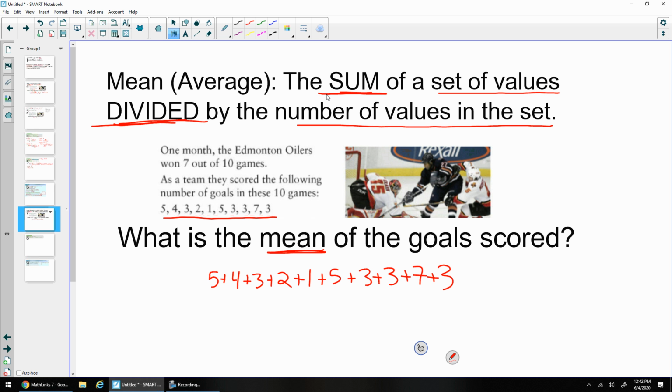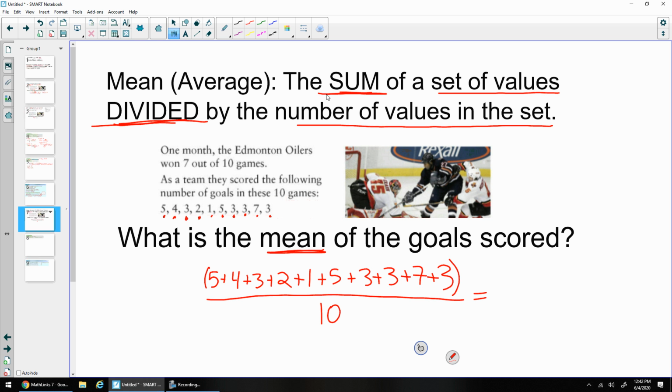We take them, we all add them together. It doesn't matter what order they're in, because we're just adding them. And then that sum, whatever that answer is, we're going to divide it by how many numbers there are. We look at our set, we have 1, 2, 3, 4, 5, 6, 7, 8, 9, 10. So we're going to divide this by 10. And that's going to give us our mean.